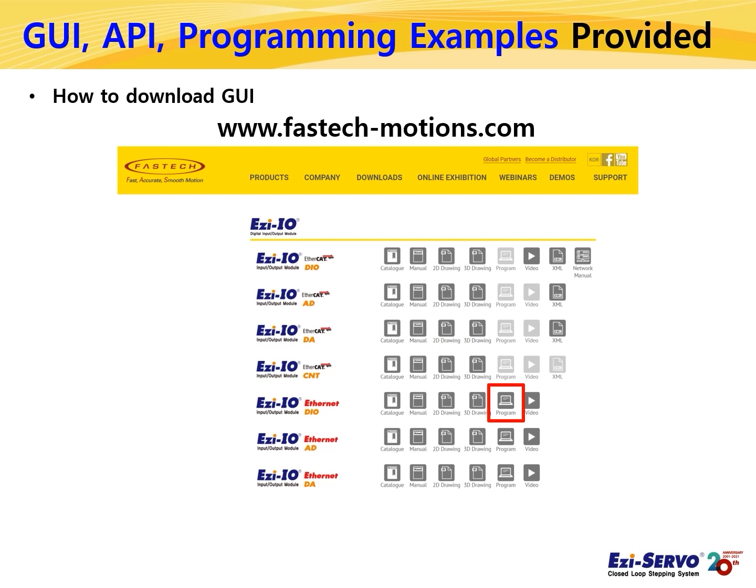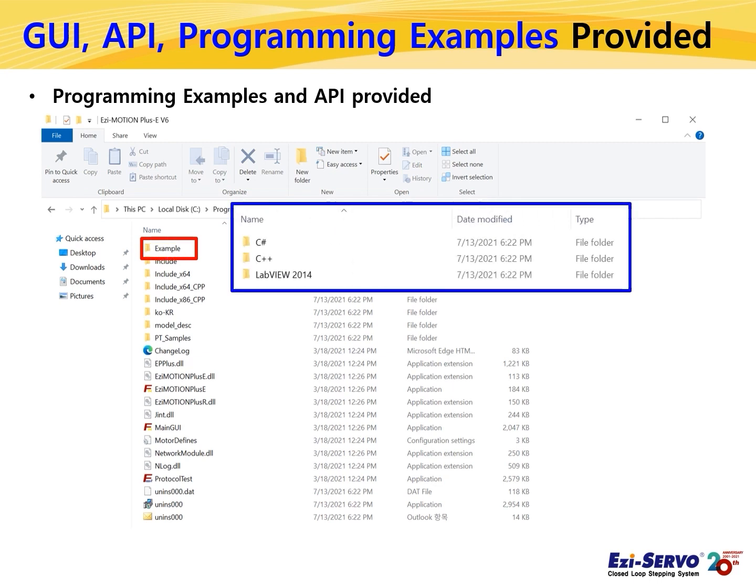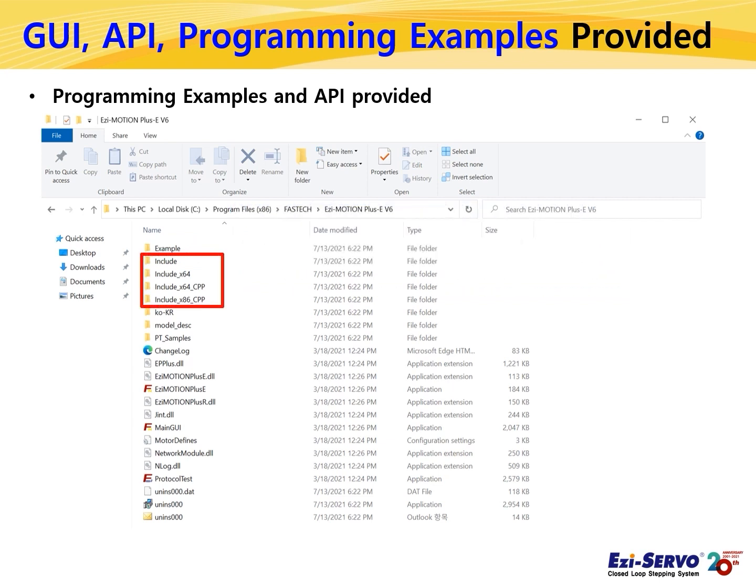You can download the GUI software by clicking the Program button of the Ezi-IO Ethernet product series among the products in the list. You can also download the same software by clicking the Program button for other Ethernet products. And, in the path where Ezi-Motion Plus E, FASTECH's Ethernet GUI, is installed, you can check the C#, C++, and LabVIEW example files in the example folder, and you can check the API in the include folder.